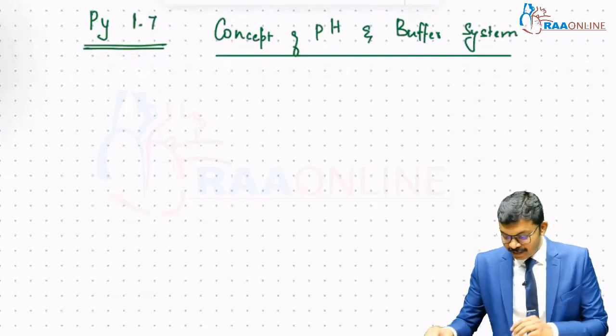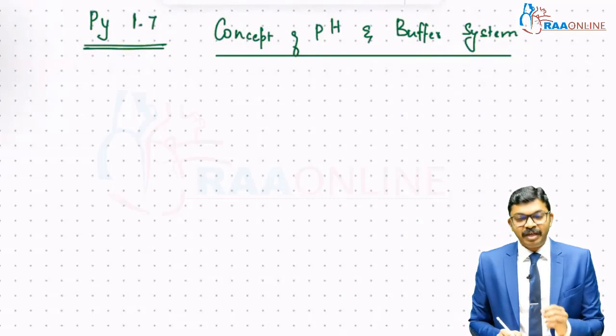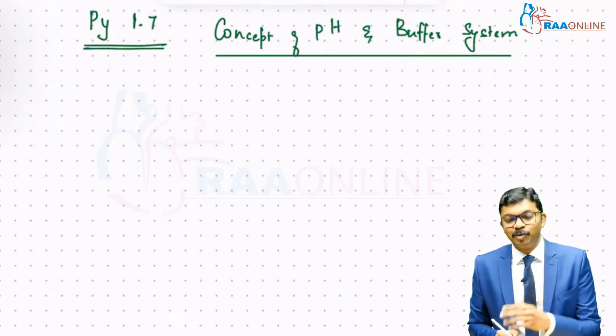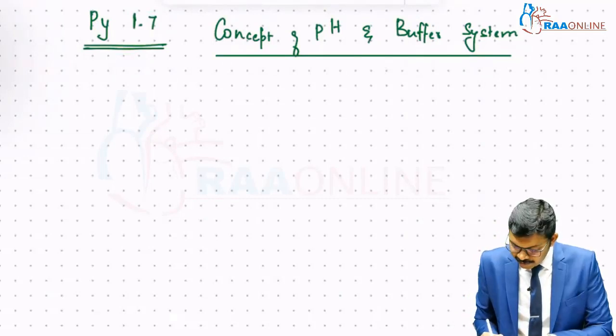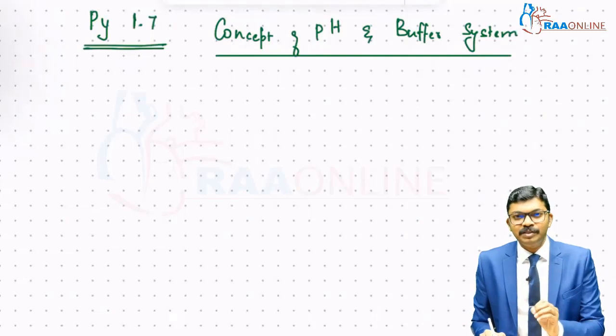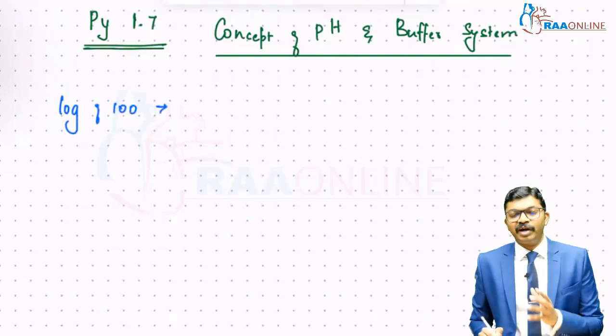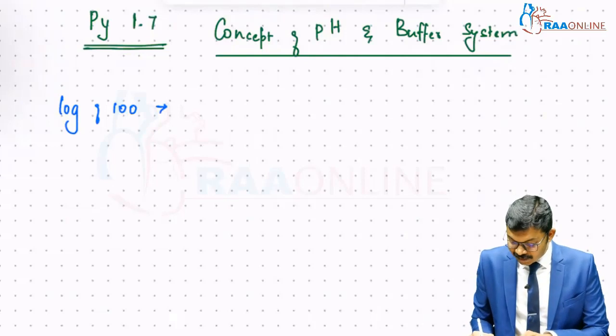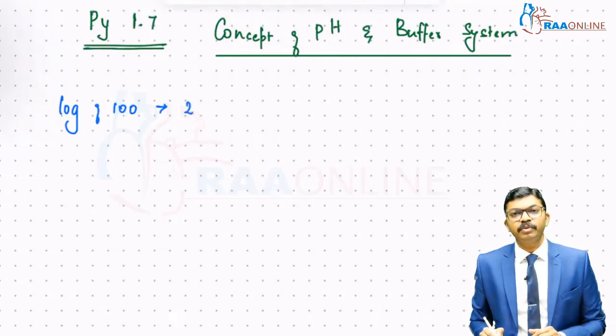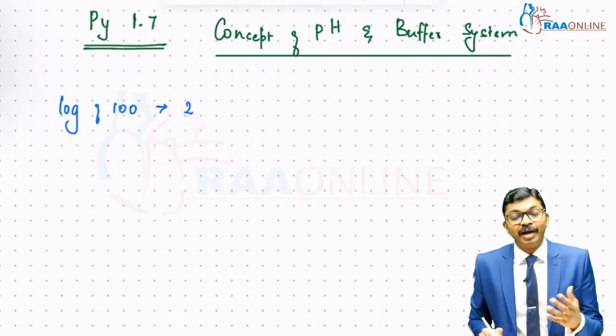Alright, let's get into the concept of pH first, and then we'll move on to discuss buffers. People, let's understand one elementary principle called a logarithm. Now, if I ask you what is the logarithm of 100, you'll answer 2. Everyone can say this, right? Log 100 is going to be 2.